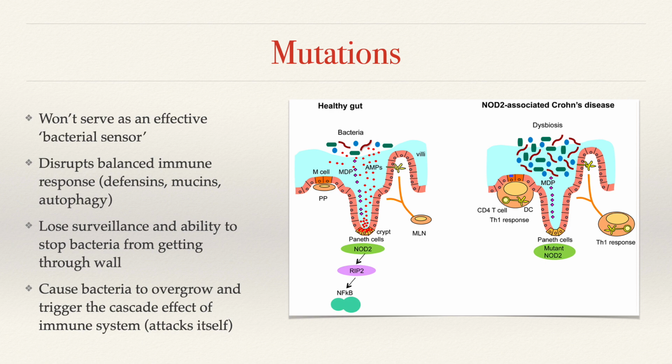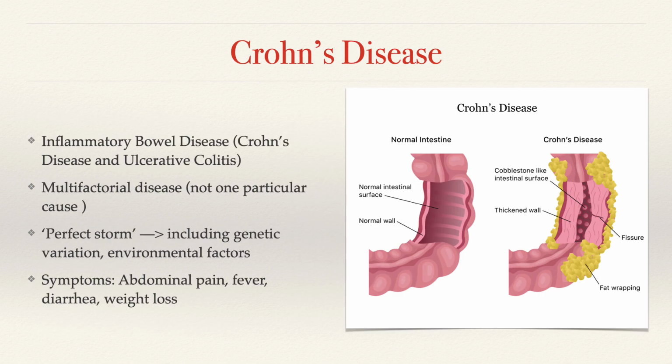And from there, it is obviously sort of a cascade effect. There will be more growth of the bad bacteria, which will cause dysbiosis and trigger more immune response and more cells attacking the gut, and as a result, that will cause inflammation and ulcers. So what does all this dysregulation of the immune system and dysbiosis look like? In some cases, this presents itself as Crohn's disease, which we've touched on a bit in class.